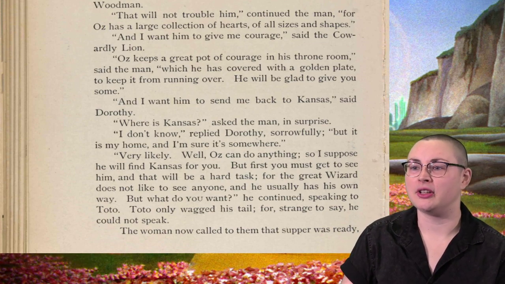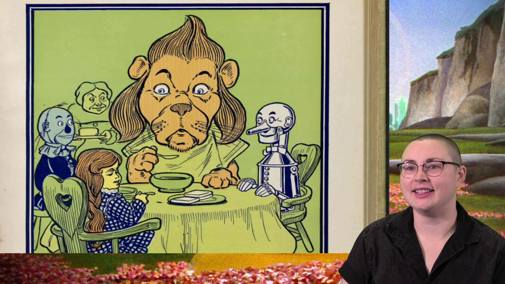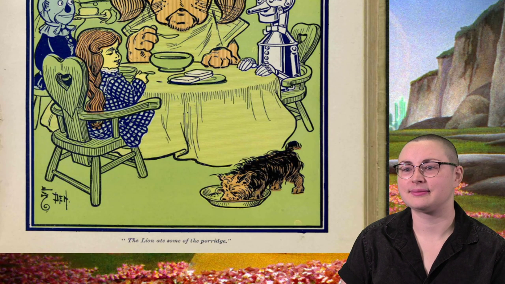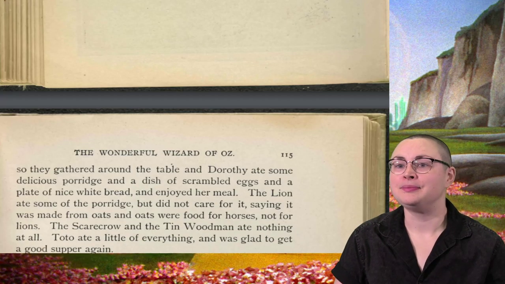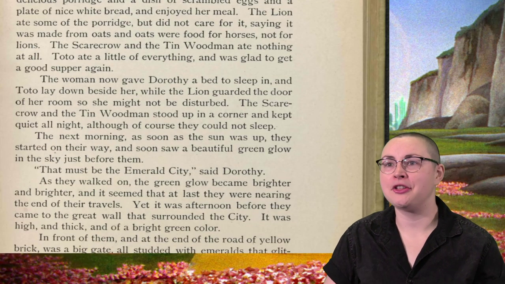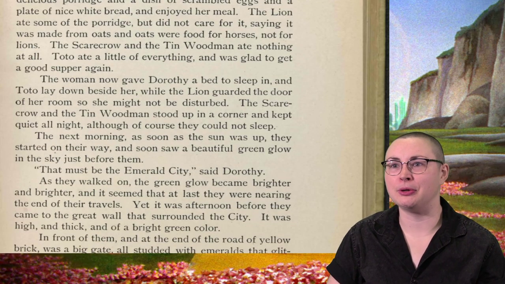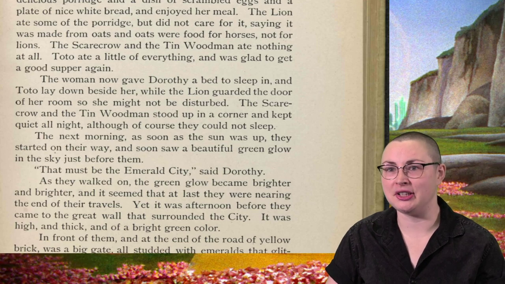The woman now called to them that supper was ready. So they gathered around the table, and Dorothy ate some delicious porridge and a dish of scrambled eggs and a plate of nice white bread and enjoyed her meal. The lion ate some of the porridge, but did not care for it, saying it was made from oats, and oats were food for horses, not lions. The Scarecrow and the Tin Woodman ate nothing at all. Toto ate a little of everything and was glad to get a good supper again.